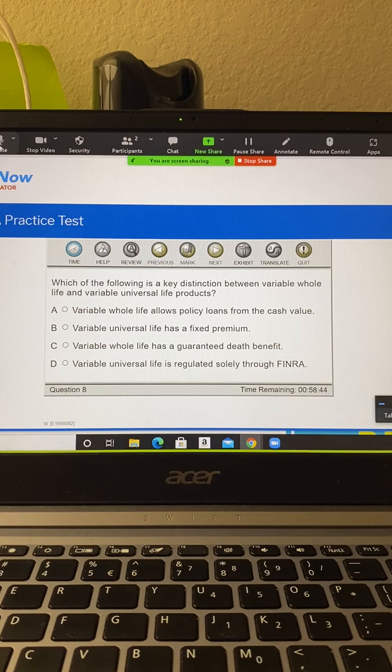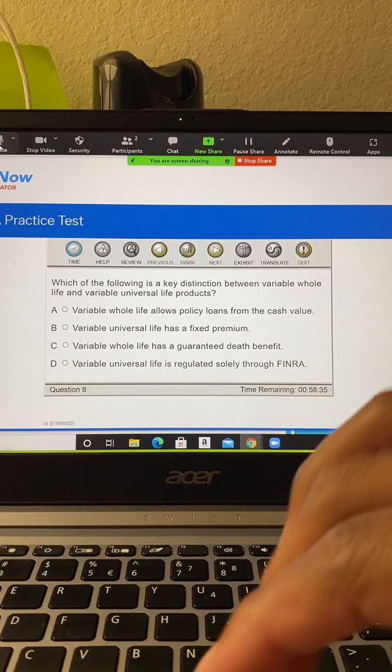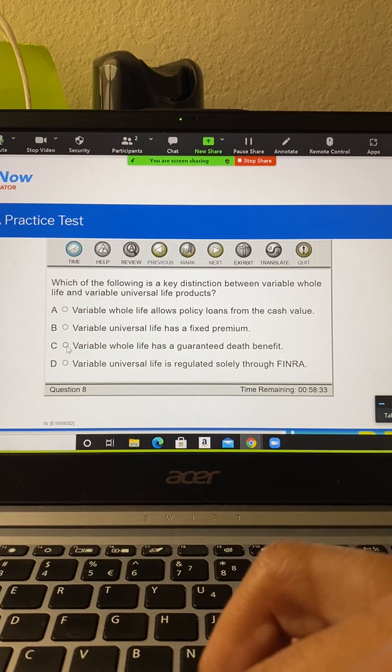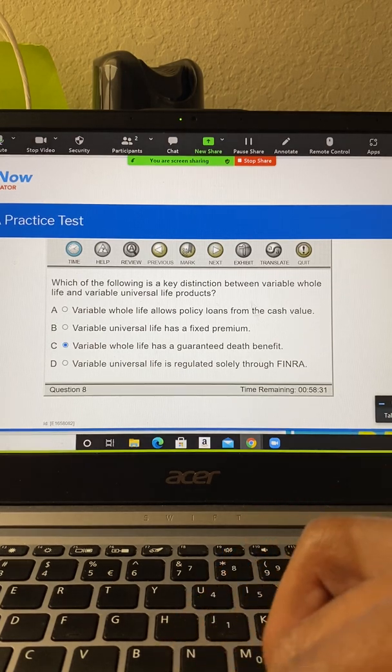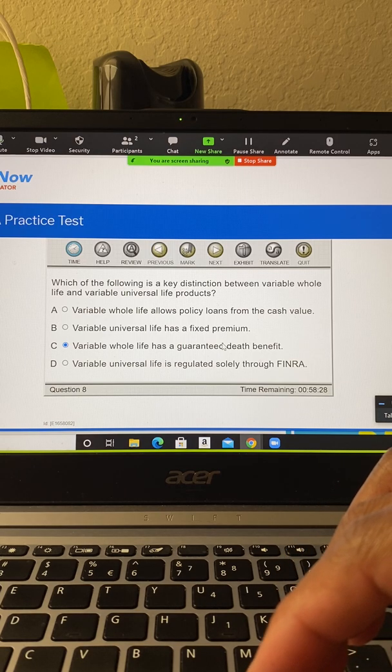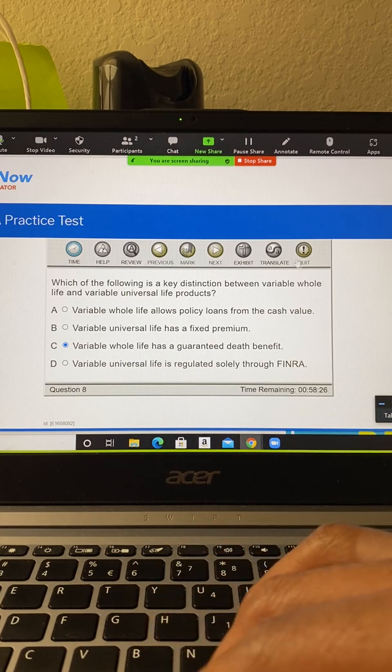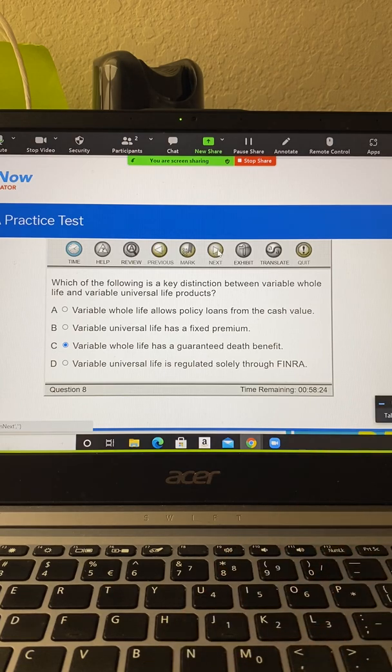A is true, but universal life policies offer loans too. It's just called a partial withdrawal. So that's why I'm thinking it's C. We'll see when we get to the end. Once you use the process of elimination, just pick one and move on so we don't get stuck on that one too long.